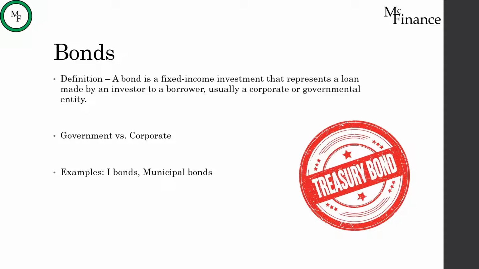The other major security that is involved in the stock market is a bond. A bond is a fixed income investment that represents a loan made by an investor to a borrower, usually a corporate or governmental entity. If you have ever gotten a car or a house loan from the bank, you're going to be like the bank. You are giving your money to some entity as a loan for them to use for their business.